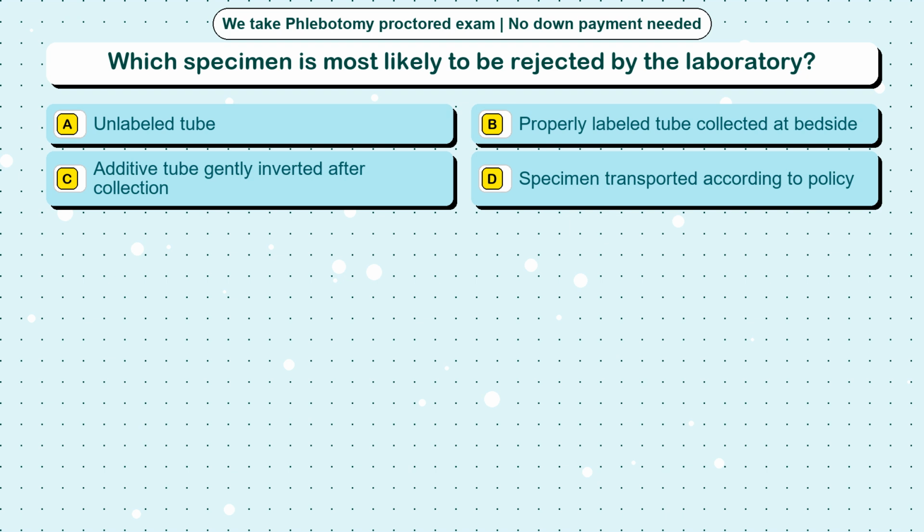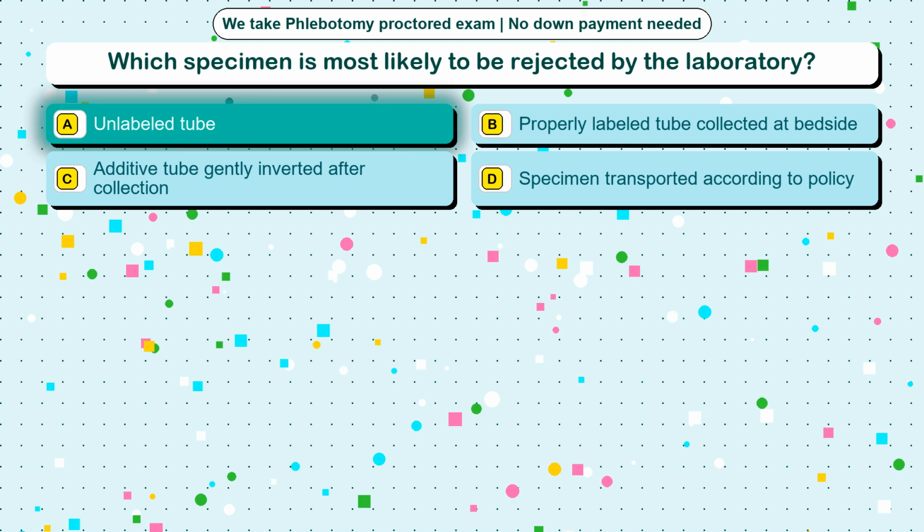Option A, unlabeled tube. Option B, properly labeled tube collected at bedside. Option C, additive tube gently inverted after collection. Option D, specimen transported according to policy. The correct answer is option A, unlabeled tube.